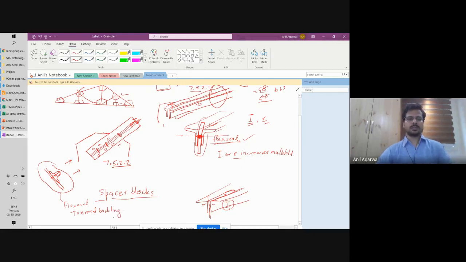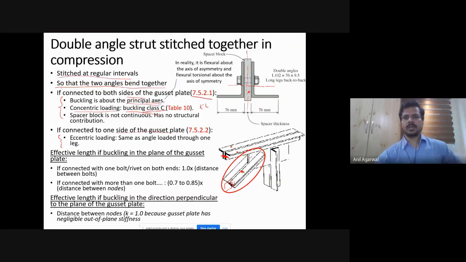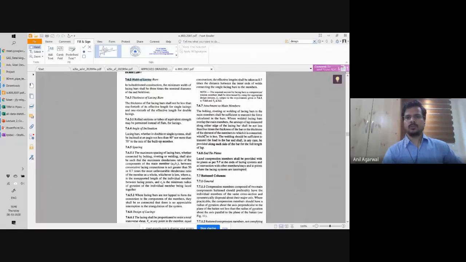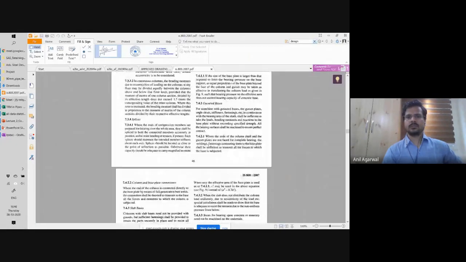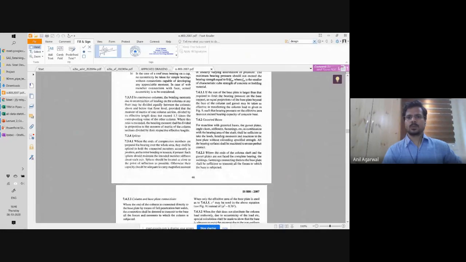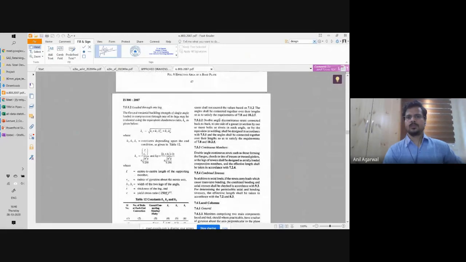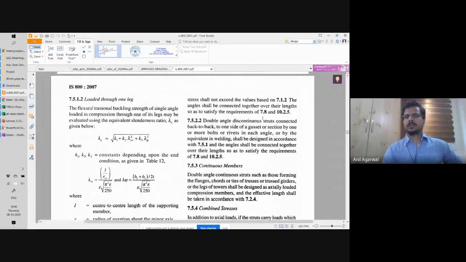Now, for this particular case, the code gives you a provision to look at 7.5.2.2, but it does not fully address that issue. So this is left to the designer, or to refer to more advanced literature. If I go to 7.5.2.2, what does it say? Here is 7.5.2.2. So if it's a double angle, discontinuous strut connected back to back to one side of a gusset plate or section by one or more bolts or rivets in each angle, or by the equivalent in welding, shall be designed in accordance with 7.5.1.